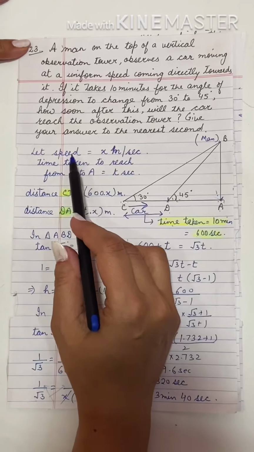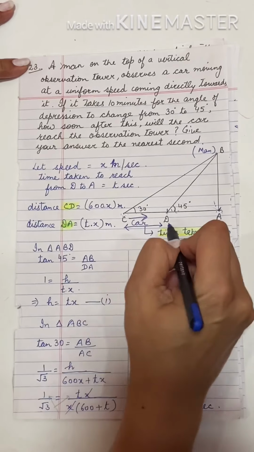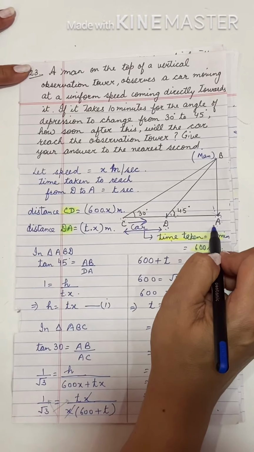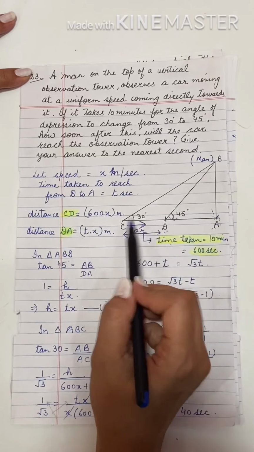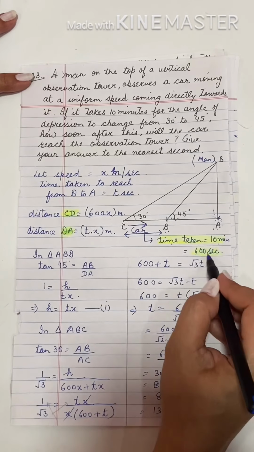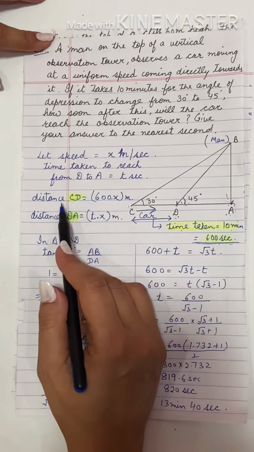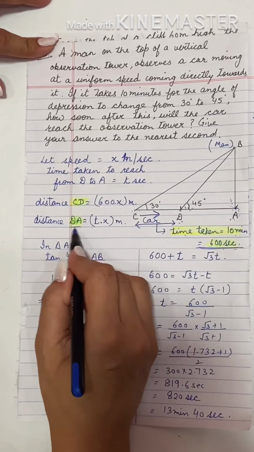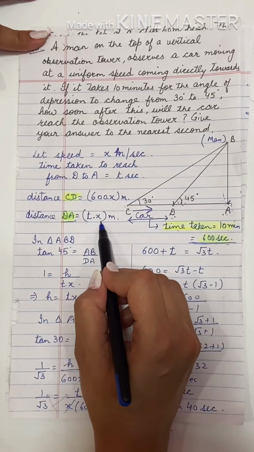So we are supposing, let the speed of the car be x meters per second and the time taken to reach from D to A be t seconds. Now using the formula distance is equal to speed into time, we are getting this distance CD will be equal to 600 into x. How is it? Time taken is 10 minutes. Converting into seconds, it will be equal to 600 seconds. So distance CD will be equal to 600x meters. Similarly, distance DA, applying the formula speed into time, comes out to be t into x meters.